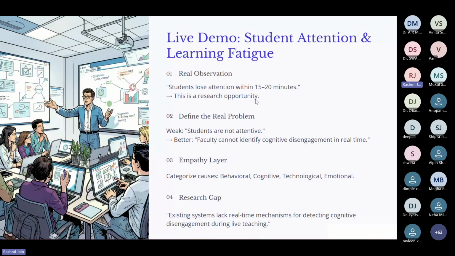So the research gap which you'll identify is that existing systems lack real-time mechanisms for detecting cognitive disengagement during live teaching. If you're teaching, maybe taking an online class or a live class, our existing systems are lacking the real-time mechanisms. That's the research gap. I'm just discussing some real problem. It is not backed by research which I've come up with in terms of my responses around the research gap. These are hypothetical statements which I've written here, and of course we can validate.